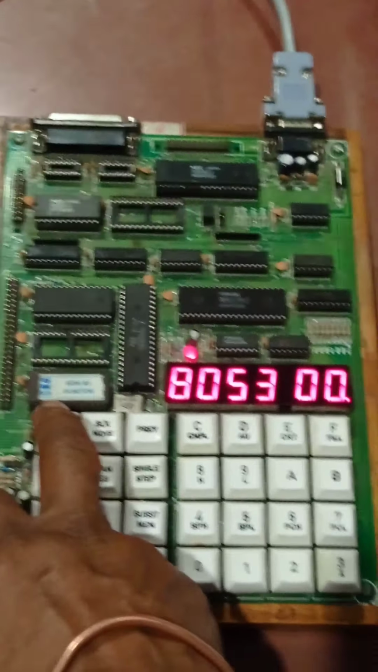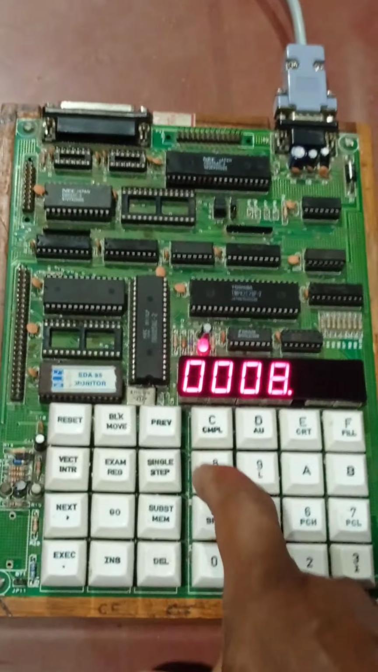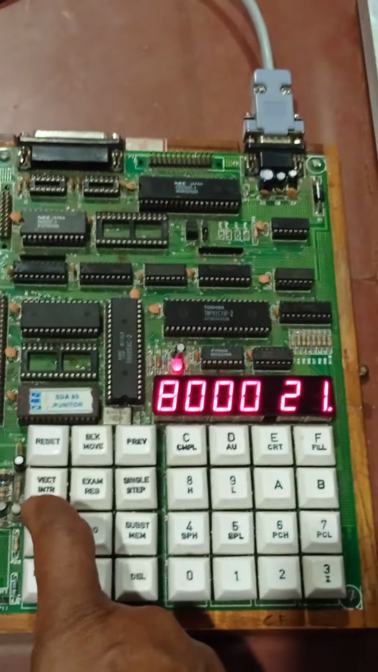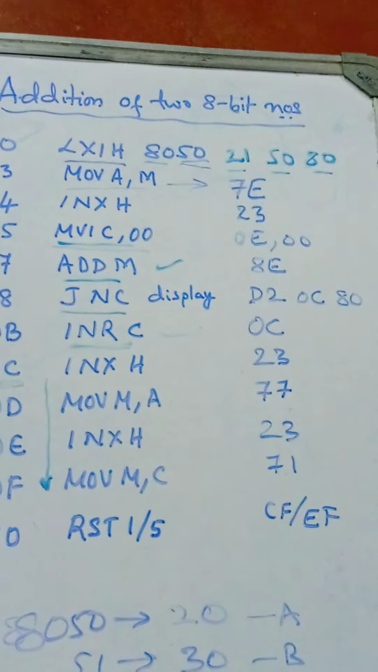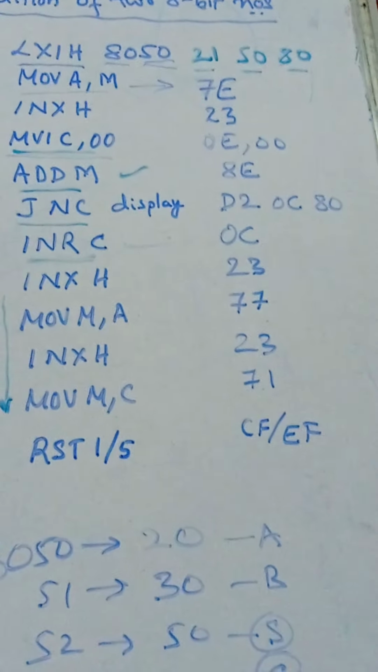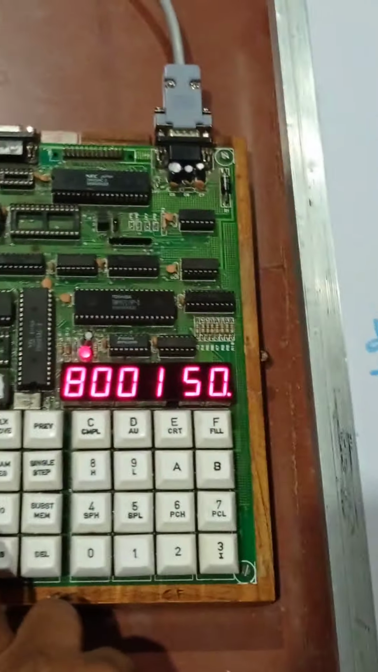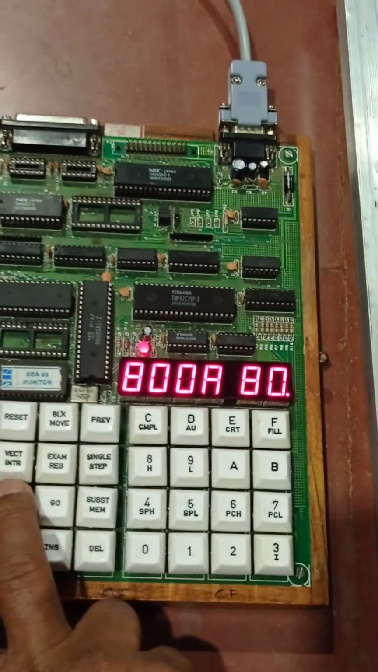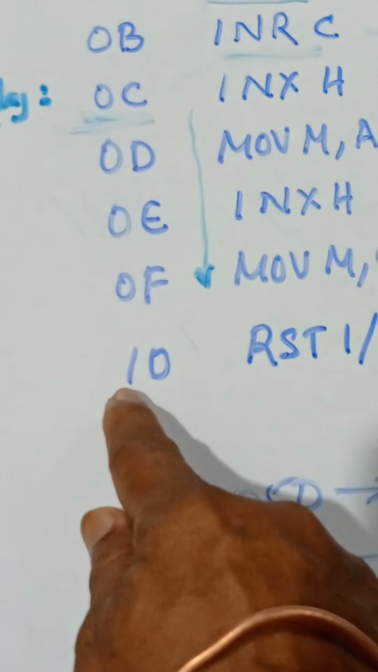Once again, I will be revising the procedure. Reset, substitute memory, starting address of the program, and keep on entering the codes corresponding to the instructions, all the codes till the last instruction, that is the restart instruction, RST1 or RST5. So we have entered the codes till we get CF in this kit. 8010 is the last. You can see that 8010 is the last instruction at which CF is entered.